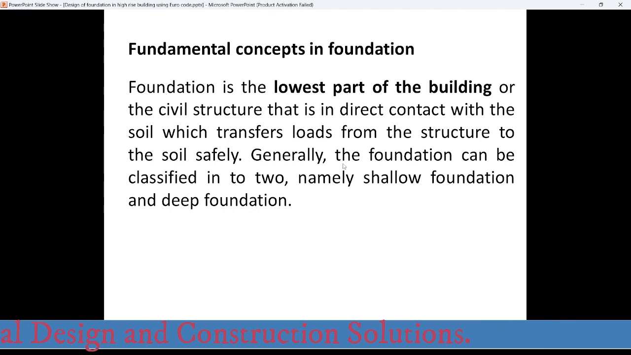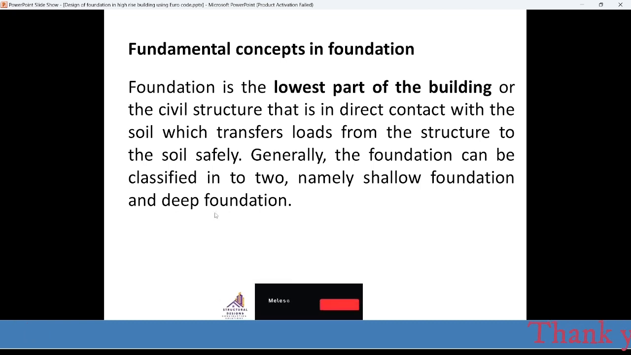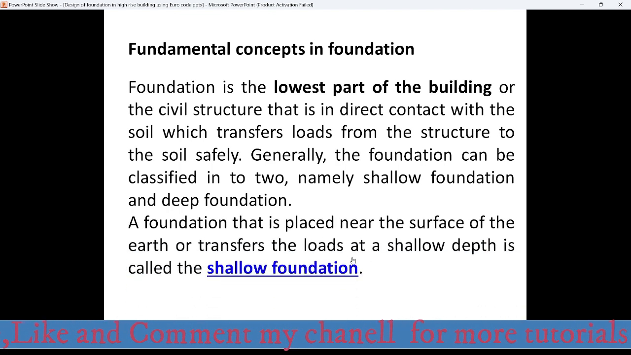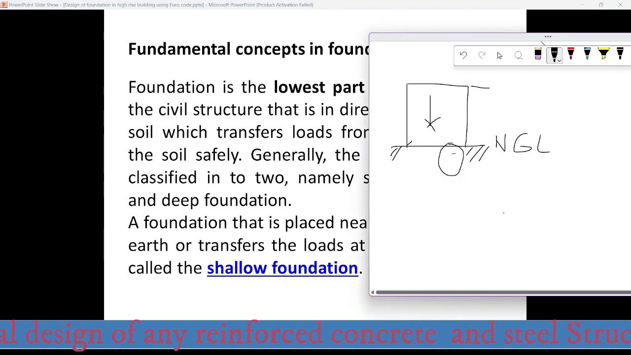Generally, the foundation can be classified into two categories, namely the shallow foundation and the deep foundation. So what does the shallow foundation mean and what does the deep foundation mean? We'll see next. The foundation that is placed near the surface of the earth or transfers the load at a shallow depth is called the shallow foundation.